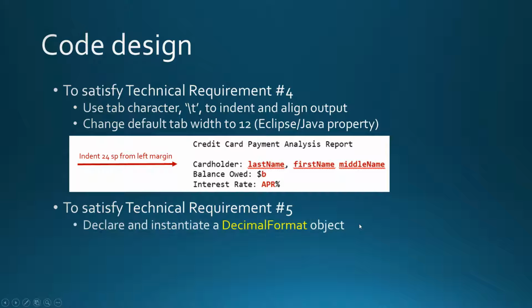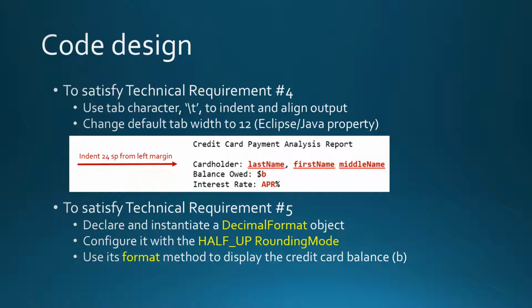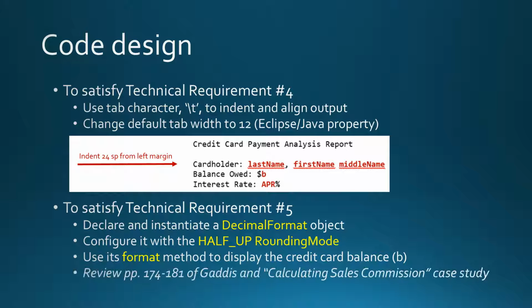To satisfy technical requirement number 5, we'll declare and instantiate a decimal format object. We'll then configure it with the half up rounding mode. Rounding mode is another Java built-in class. And we're going to use the format method of the decimal format object to display the credit card balance. The decimal format object takes a string parameter, and the string parameter defines how the value is going to be displayed. If we take a look at our values, we'll see that they could be in the thousands, and since we want to display them as dollars and cents, we always want 2 decimal digits.